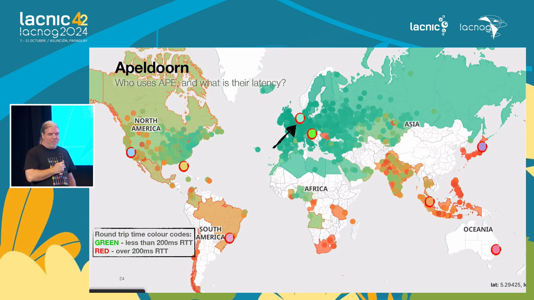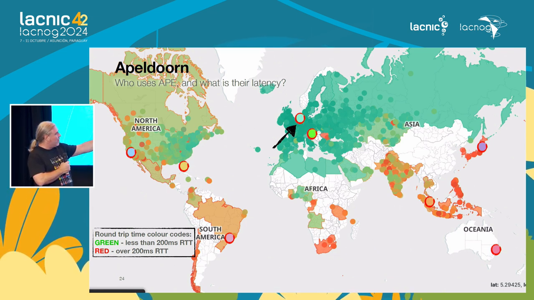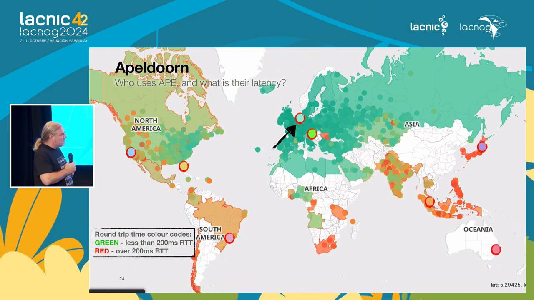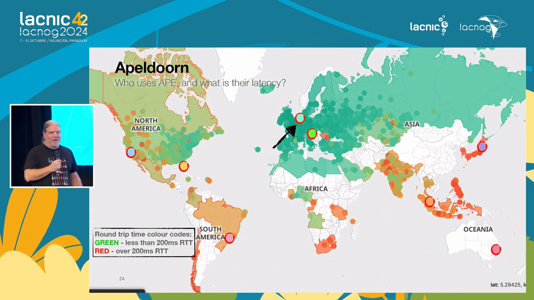Apeldoorn, very well paired. This is on M6, as you can see. Also, people from Singapore and from India go to Amsterdam for some reason, from South America. No, it quite quickly becomes a mess.